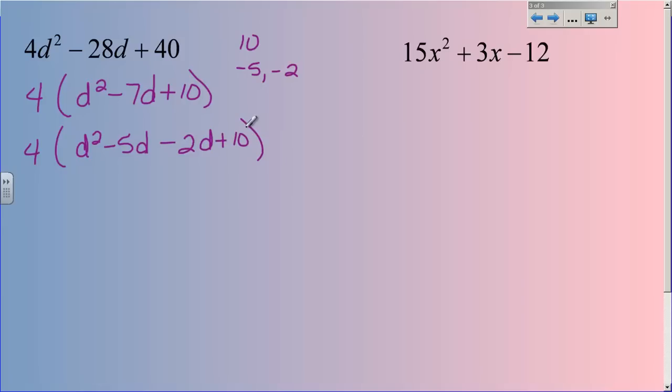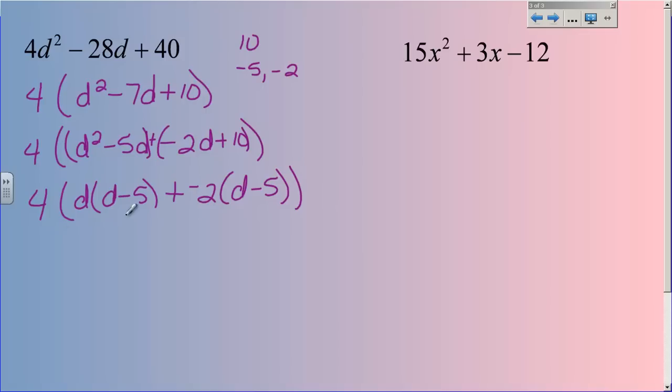And then I'm going to group, like I have taught y'all, put a plus sign here, and then I'm going to group these two. Well, the greatest common factor for the first set is going to be d. Carry the 4 through, pull out a d, which leaves me with d minus 5. And then for this set of parentheses, my greatest common factor, I'm going to pull out a negative 2, which would leave me a d minus 5, because negative 2 times negative 5 is positive 10.